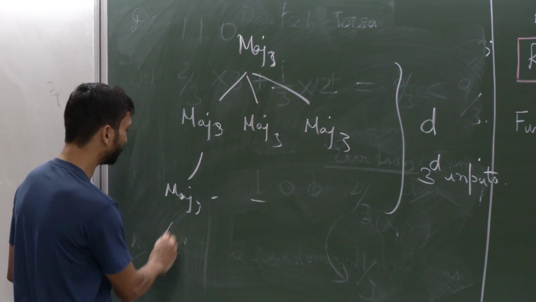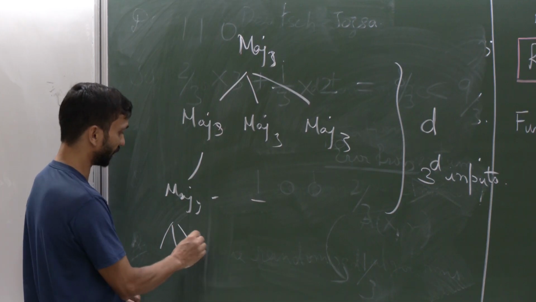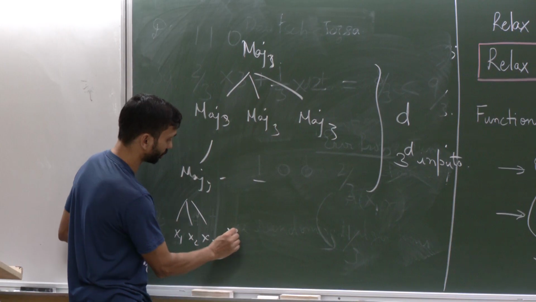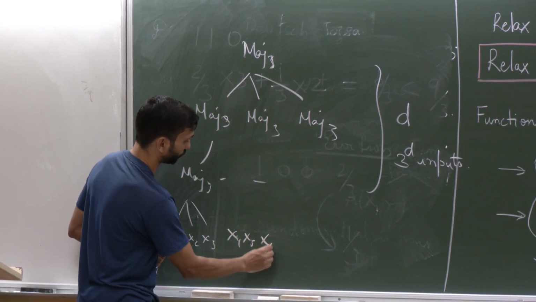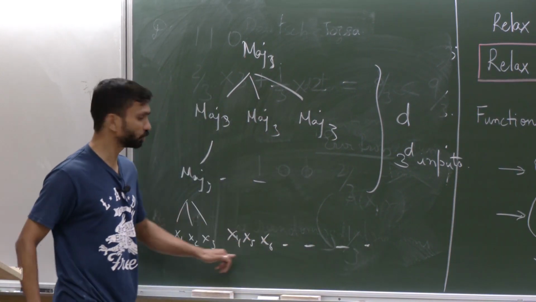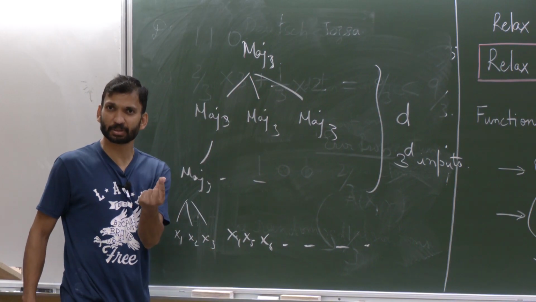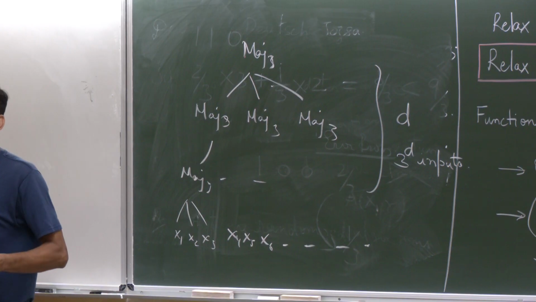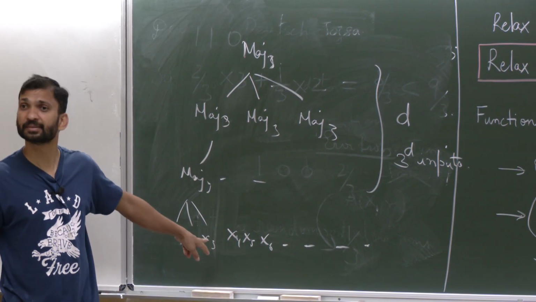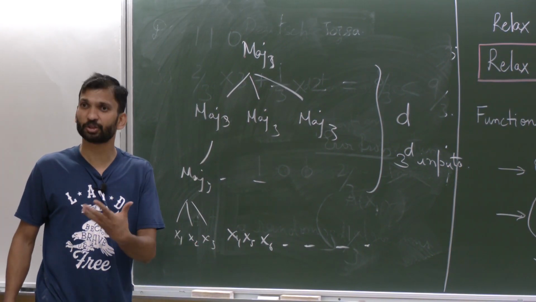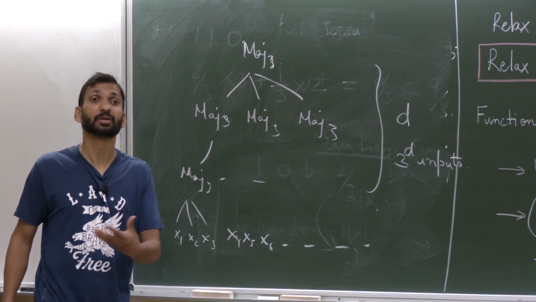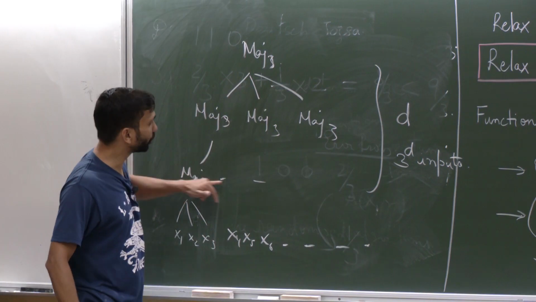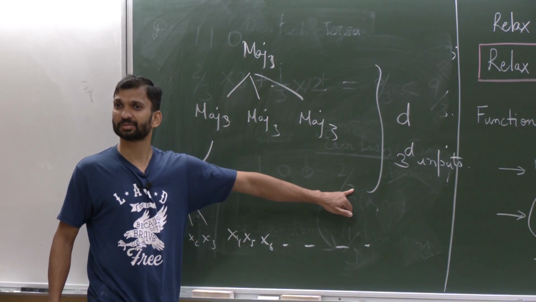Okay, so what do I do? I will apply majority. So I have 3 to the power d bits. I divided them into a bunch of 3s and apply majority. How many outputs will I get? I have 3 to the power d inputs, so there are 3 to the power d minus 1 majorities here.